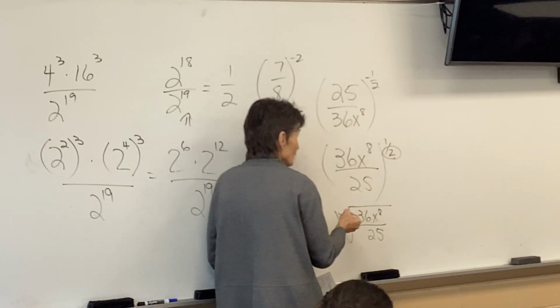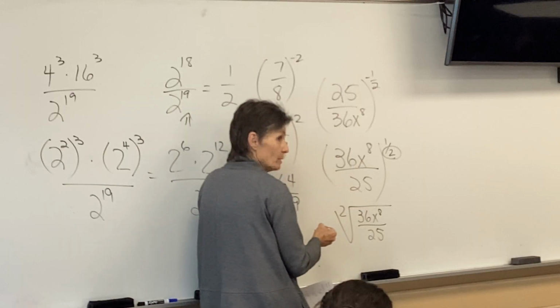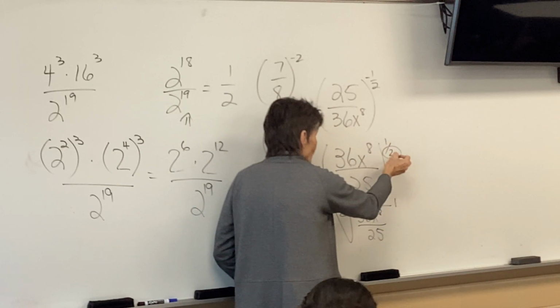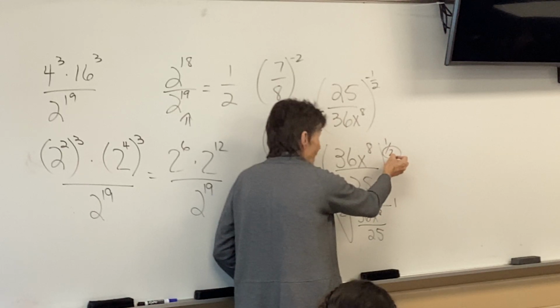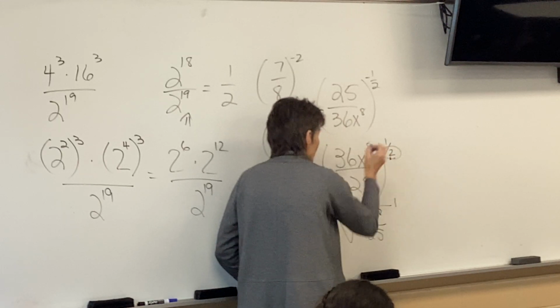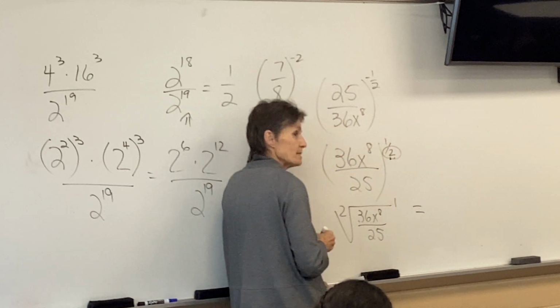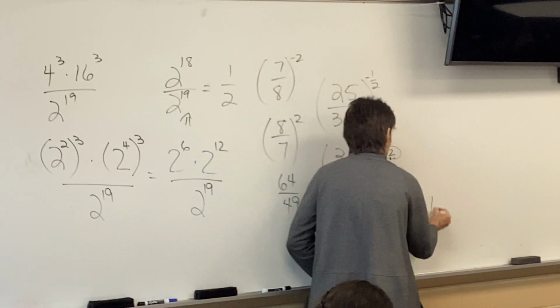What kind of radical is it? It's a square root. First power. Remember, this tells you what kind of radical you have. What root do you have? You have a square root. And you're raising it to the first. Well, the square root of 36 is 6.